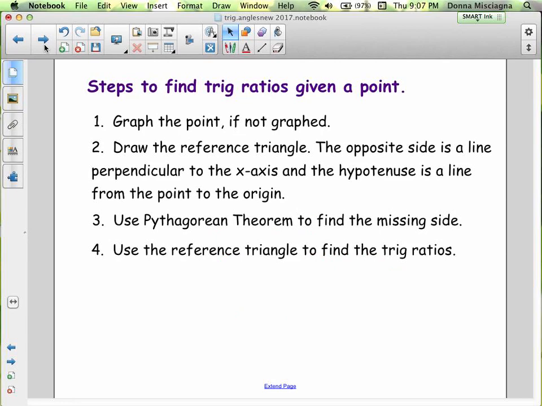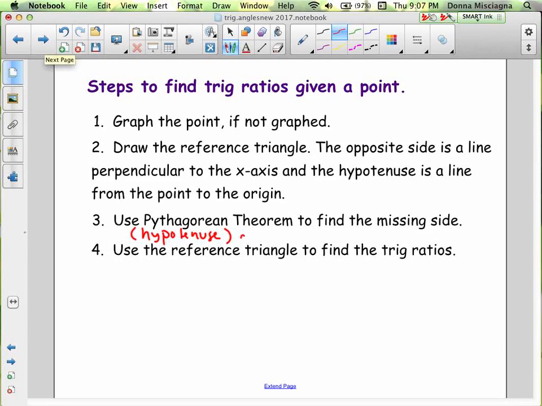You're going to use Pythagorean theorem to find the missing side. The missing side, by the way, is going to be your hypotenuse. Because you have the point, you know x and y, which is also equal to r. Right? Same thing. That's always your missing side. So if you want, you can put that right in your notes. And if it doesn't even fit, you can put underneath and just draw an arrow. There's nothing else going on this page. And then you're going to use the reference triangle to find the trig ratios.